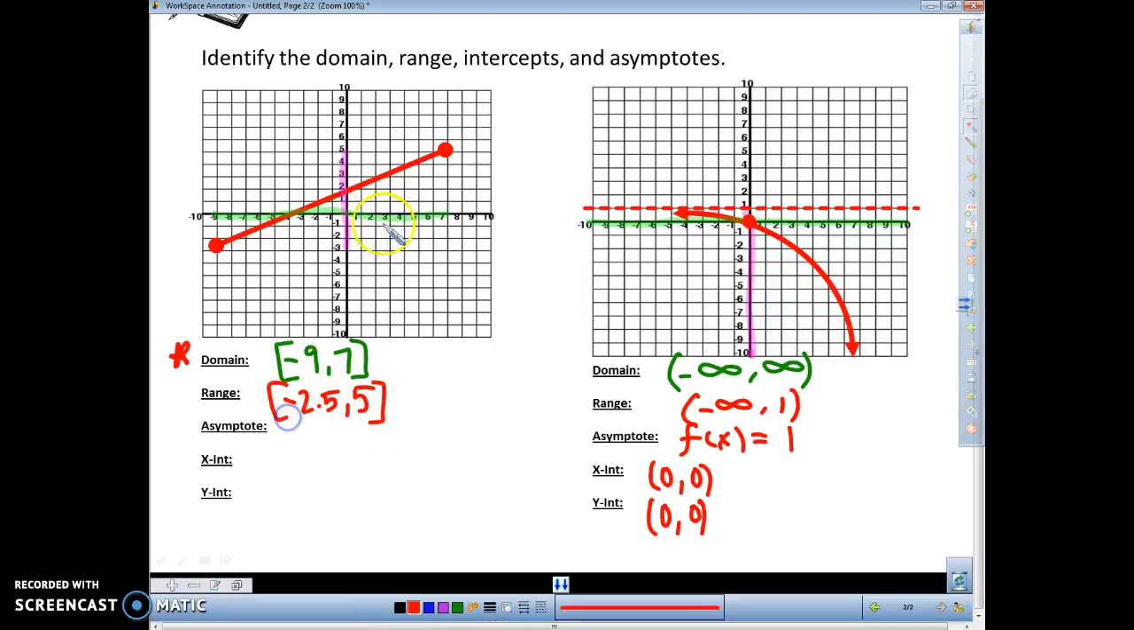If you said negative 3 here, I'm okay with that. If you said negative 2, I'm okay. That's kind of ambiguous, right? It's right in between, so I just went with negative 2.5. Linear function here, right? There are no asymptotes here, so this is not applicable. And my intercepts: my x-intercept is negative 4, comma 0. That's here. And my y-intercept, since this is my y-axis, is 0, comma 2.